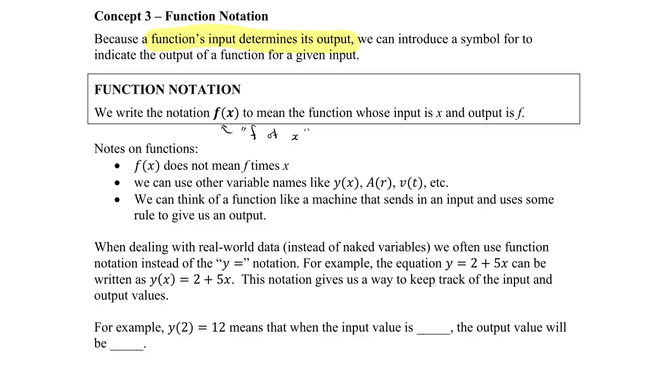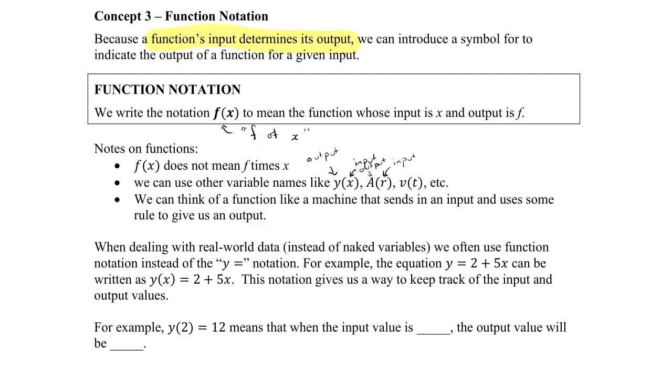We can say y of x, so the input is x, and the output is y. We can say a of r, so the input is r, and the output is a, and so on. We can say v of t, whatever variable names we want to use for our input and our output.